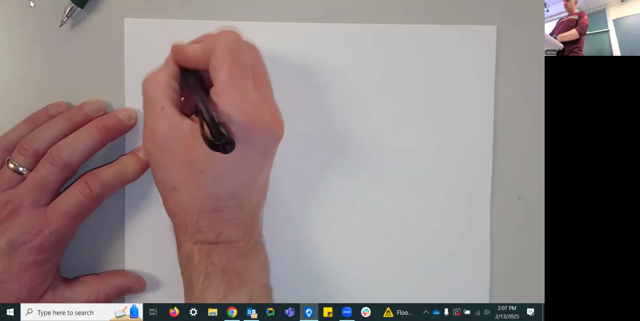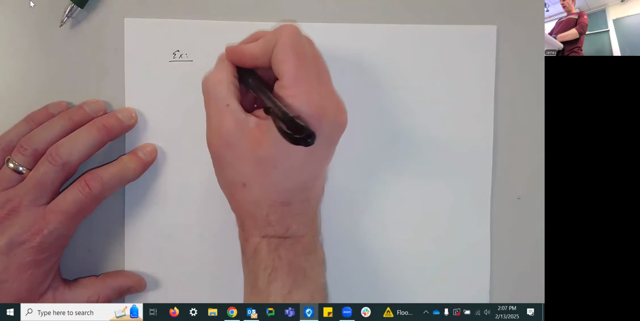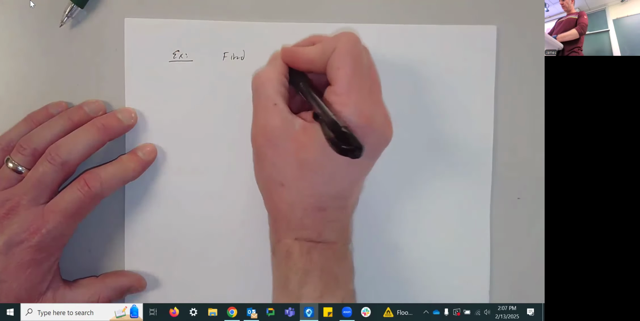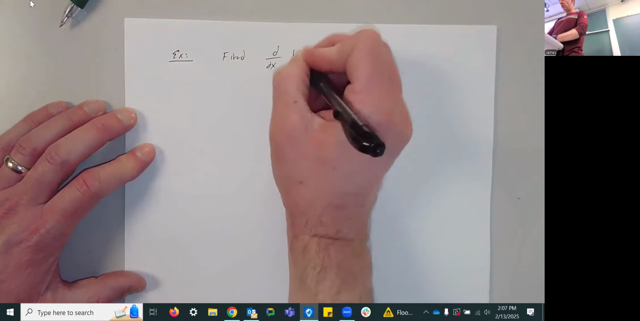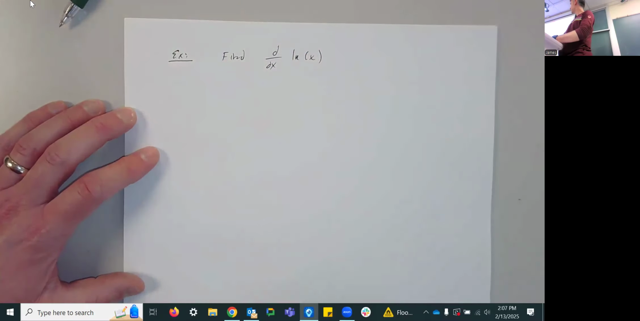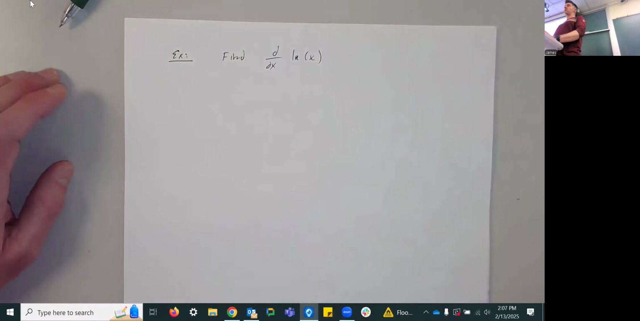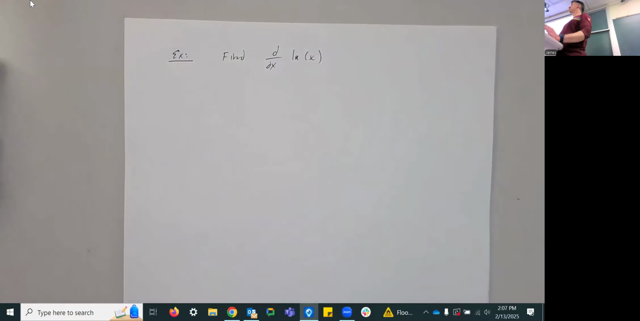So one of the reasons we really like to talk about implicit differentiation is because it helps us differentiate some new functions, like any function that's an inverse of another function. For example, we want to find the derivative of the natural log of x, which I might have written in the cruelest way possible because it makes it hard to see what we're going to do.